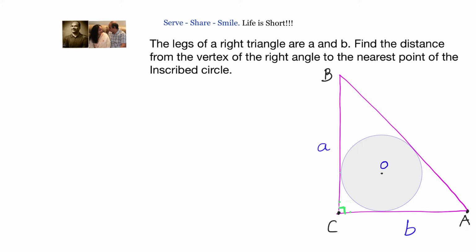The legs of a right triangle are A and B. Find the distance from the vertex of the right angle to the nearest point of the inscribed circle.